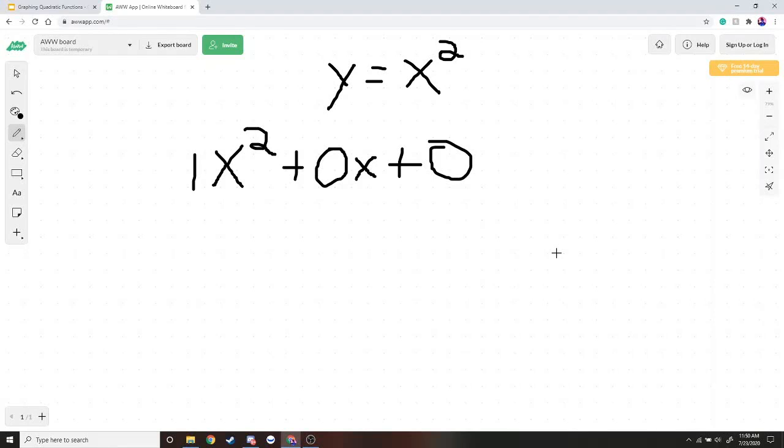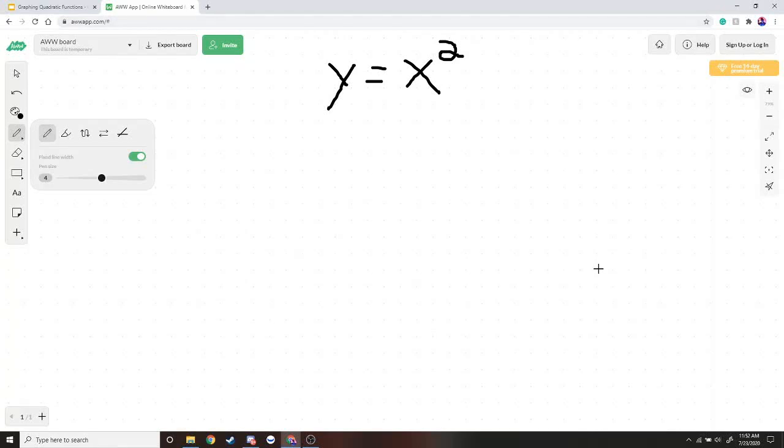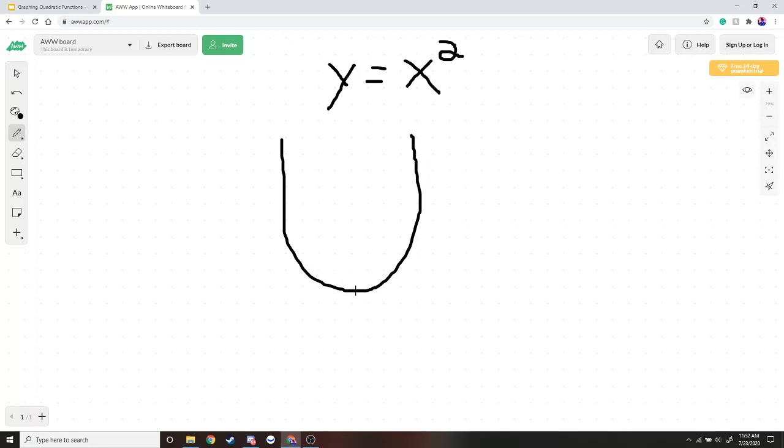Let's start off with the parent function, or in other words, the most simple version of a function. Here we have y equals x squared. We can see that this is in standard form because a is 1, and technically the rest is 0x plus 0. First, we need to identify the direction of the parabola. Here we can see that a is positive 1, meaning that the parabola will open up and have a minimum point down here in the center.